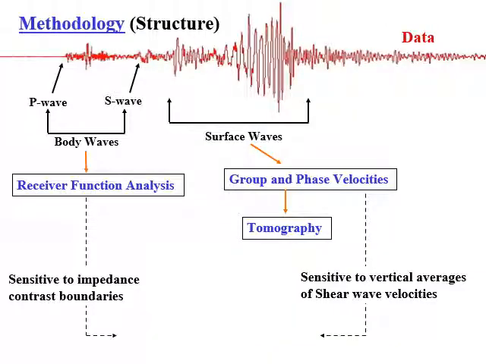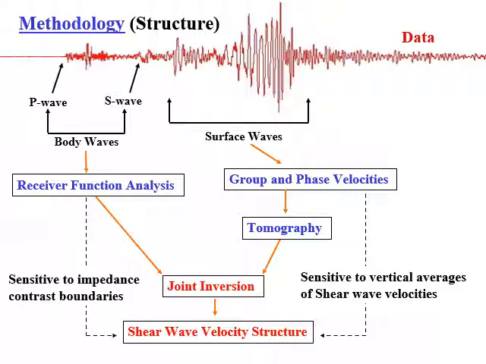Now let me come to the second part of the methodology, which is using surface wave information. So what we do is we compute group and phase velocity dispersion information from the surface waves, and these are sensitive to the vertical averages of shear wave velocity. We combine these group velocities along the source receiver path into a tomographic formulation and then extract information about the group velocity dispersion corresponding to a particular station, and then we combine it along with the receiver functions to model the shear wave velocity structure underneath the station.